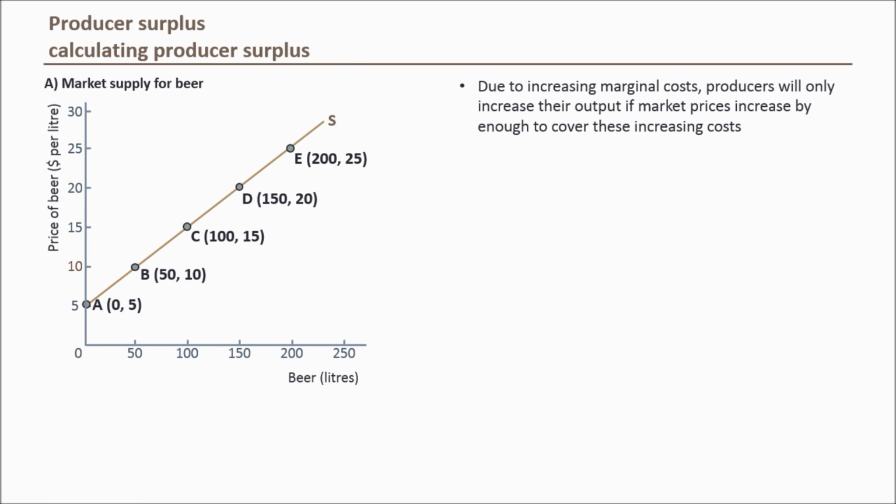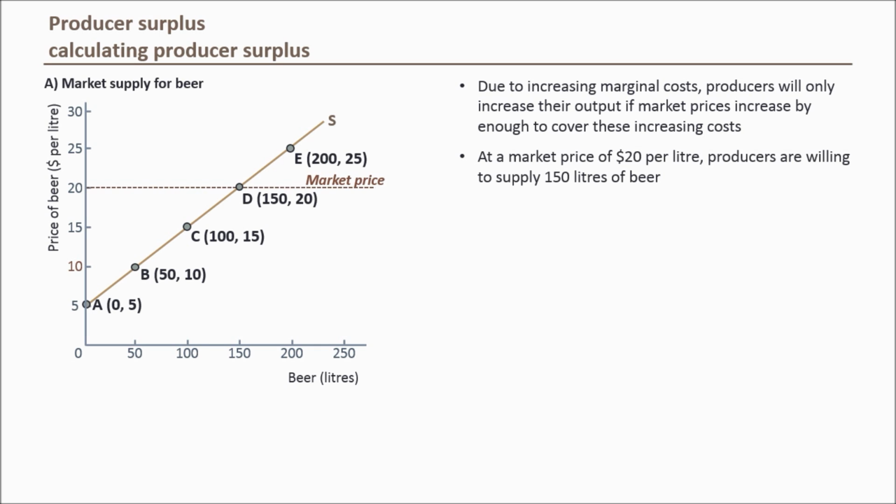So now let's look at an actual market supply curve to better investigate and understand the concept of producer surplus. In Figure A, we can see the market supply curve for beer. On the y-axis, we have dollars per liter to represent the different market price levels, and on the x-axis, we have liters of beer to represent the different quantities supplied.